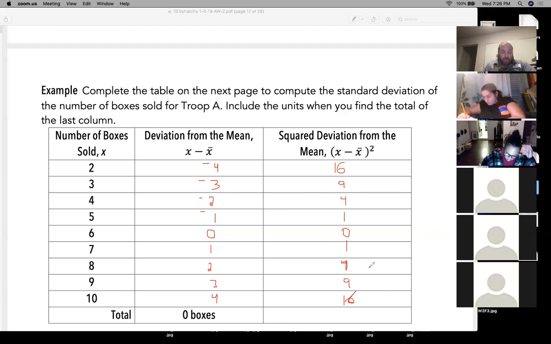And then you add them all together. So what do you get when you add them all together? 60. 16, 20, 30, 60. You get a total of 60.